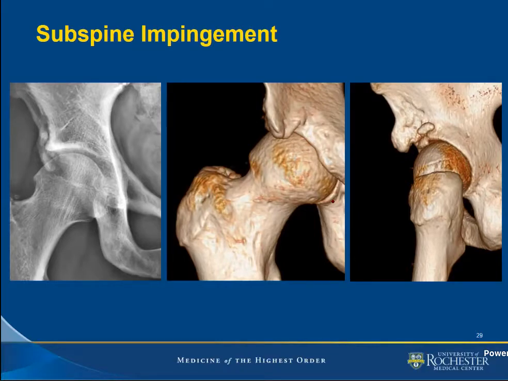And you'll notice that this is not just an isolated abnormality. This patient has acetabular rim fractures, chronic acetabular rim fractures. They have a cam deformity. So this patient has both internal and external impingement from FAI as well as subspine impingement. This was a brief overview of some of the things that might confound surgery.